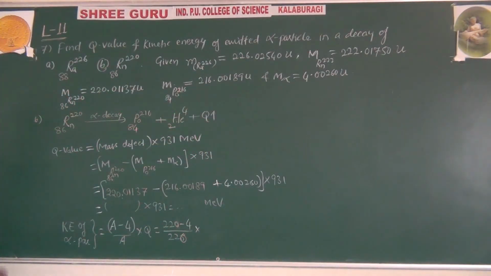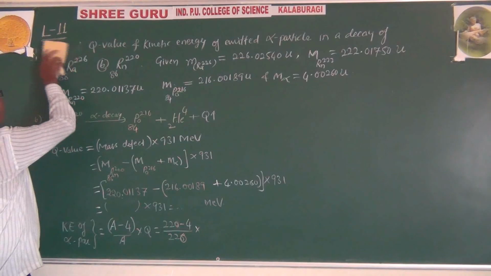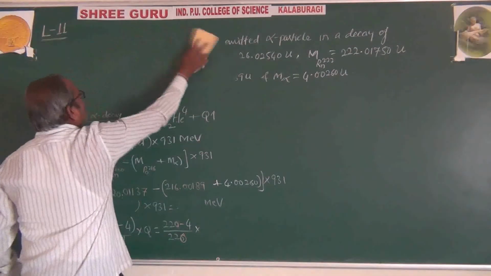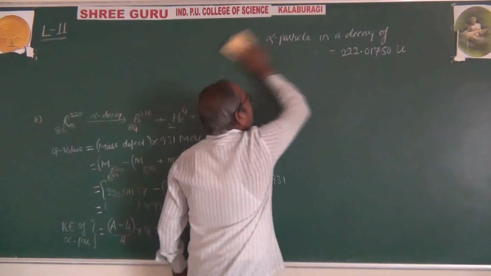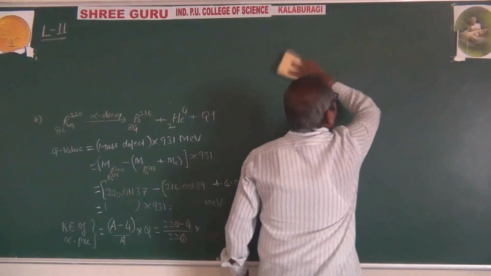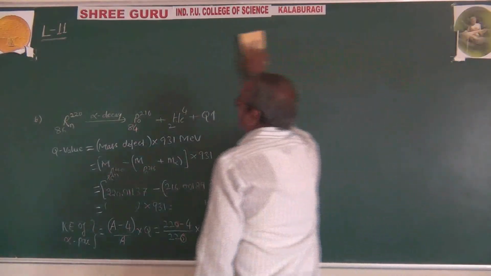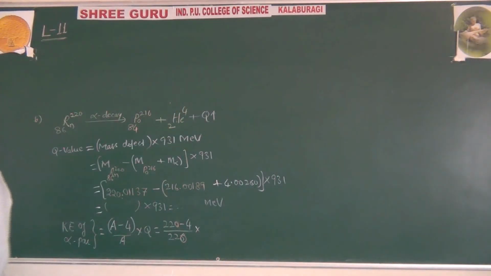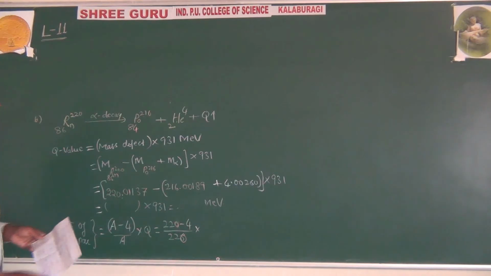Is it clear? This is our numerical question number 7, we finished. If you want, I will write one more question. Another question, number 8. Doing one more is sufficient, you can do whichever question is asked in the examination.